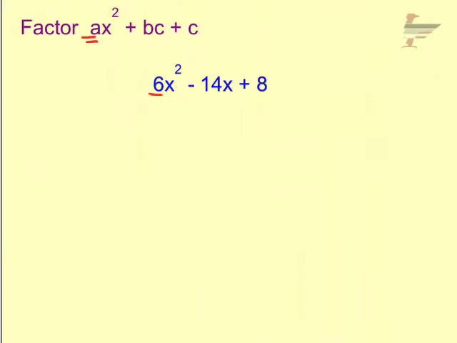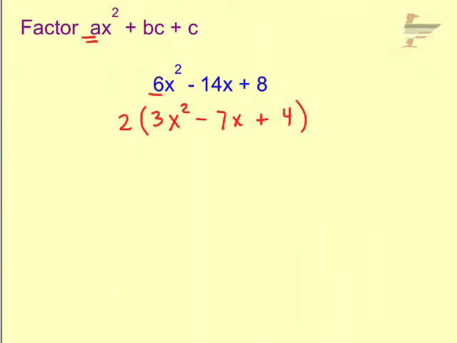First step of factoring those, we want to ask ourselves, is there anything that we can take out of each term? We have a 6, negative 14, and 8. Well, they're all even, so we could factor out a 2. So if we take out a 2, we're left with 6 divided by that 2 is a 3x squared, minus 14 divided by 2 is 7x, plus 8 divided by that 2 is 4.